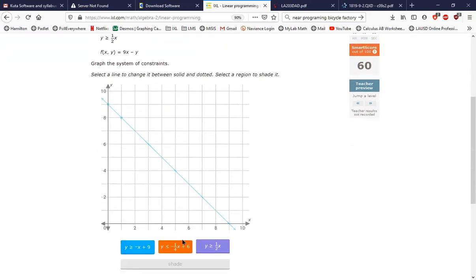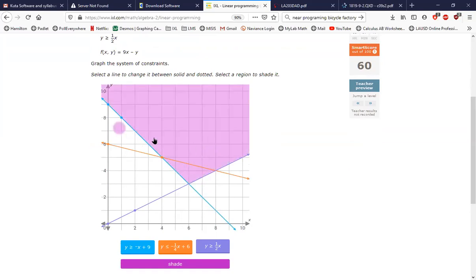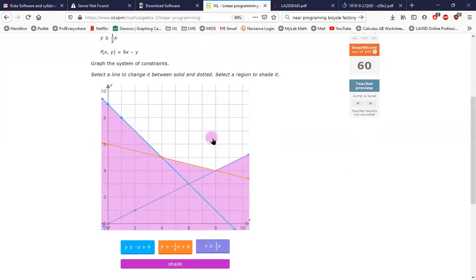Let's pick my second line. 6, slope is negative 1, 1, 2, 3, 4. Done, cinch. Last one, 1/2 x. My y-intercept is 0, slope of 1 over 2. Now, IXL makes it easy that you can just shade parts. But I want to just go ahead and go over how I taught shading before.